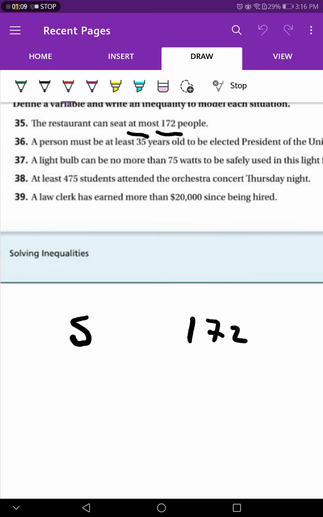So for less, I will draw like this, and this dash for the equal. So this is 35. S less than or equal to 172.